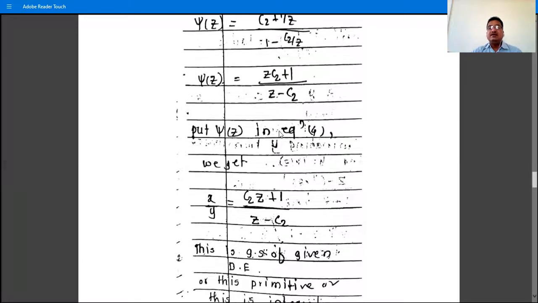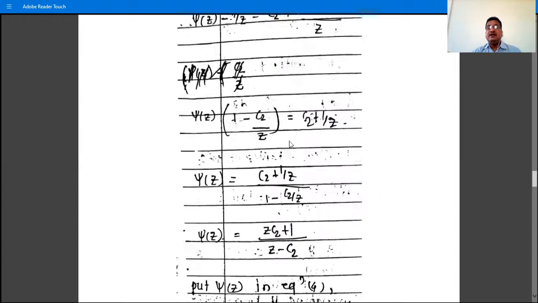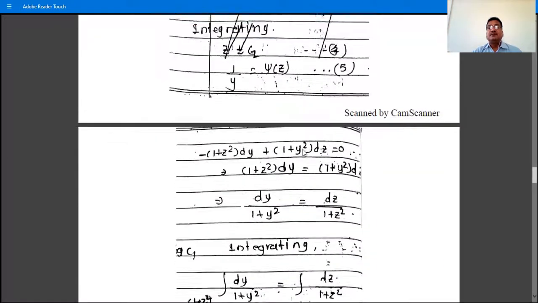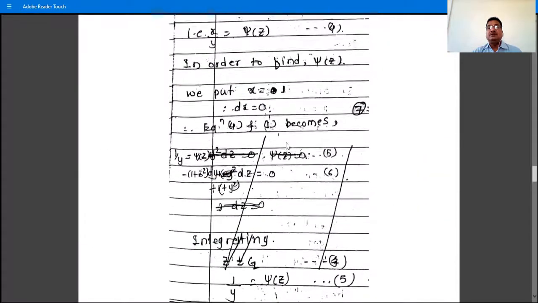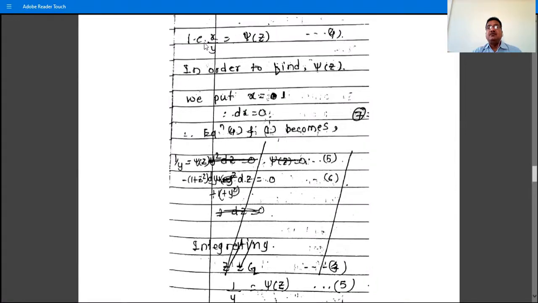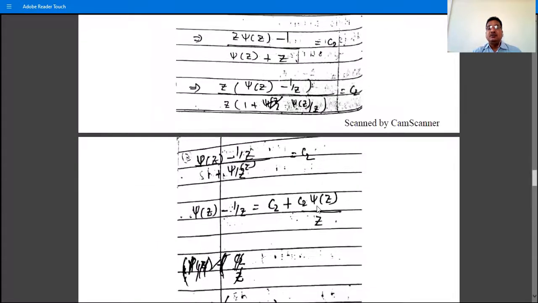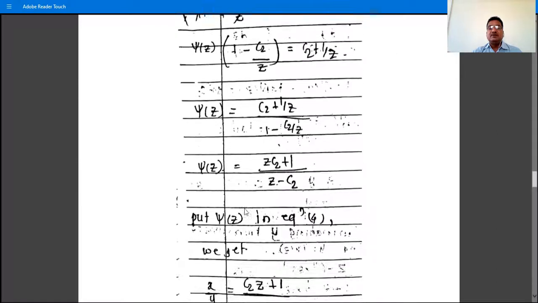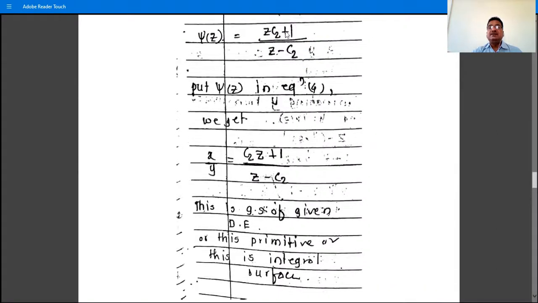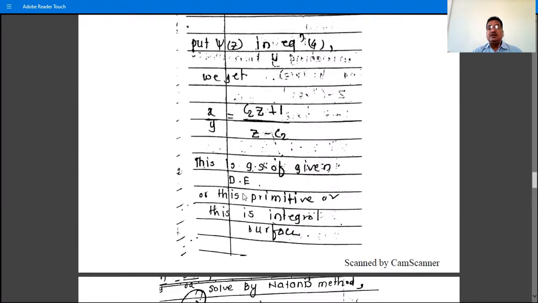And then psi z, put this psi z in equation number 4. We have to put this value in equation number 4. So we have x by y is equal to psi z, which is z(C2 z plus 1) divided by z minus C2. And this is the general solution of the given differential equation, or is called the primitive of the given differential equation, or the integral surface of the given differential equation.